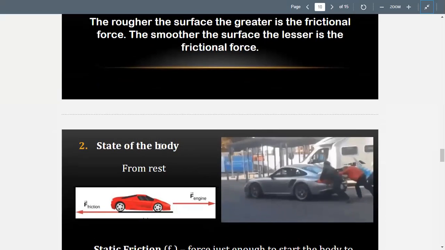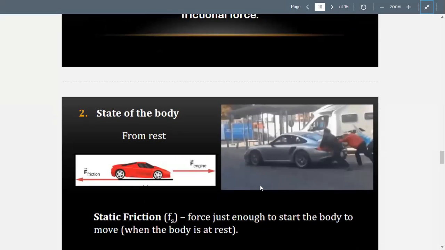Now, another factor that we will mention is whether the body is at rest or already in motion. This is a familiar image where people try to push the car. Probably the car won't start anymore and you want to park it properly. Or in the Philippines, when the car won't start, they will try to make it start, para mag-andar siya, by pushing the car.